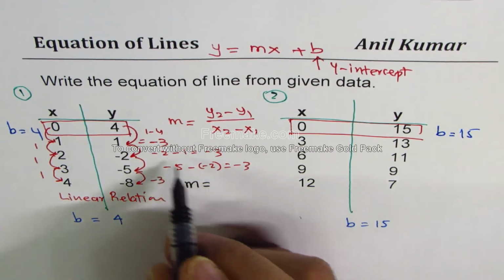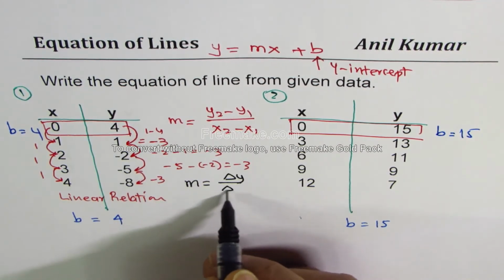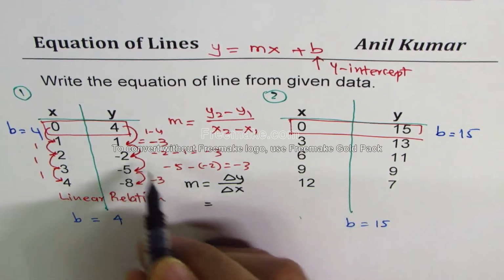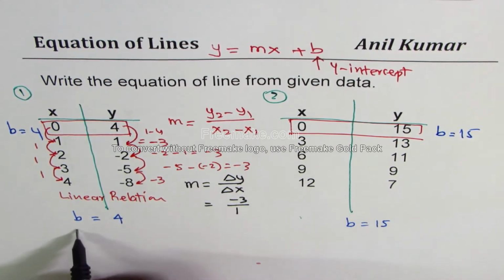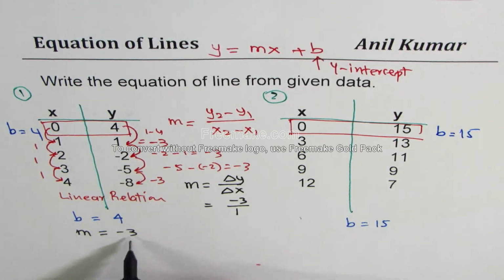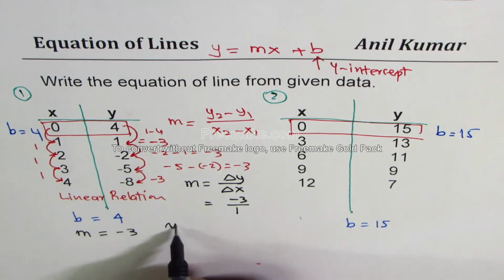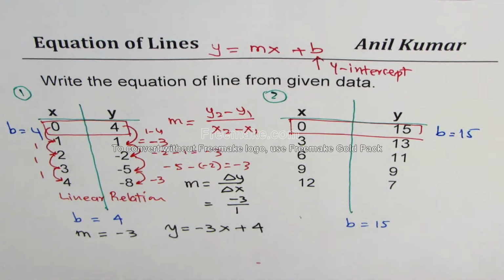m will be equal to change in y, let's say y2 minus y1 is change in y, right, over change in x. So the change in y in this case is minus 3 over 1. So what we get here is that m is minus 3. Since we know both b and m, we can write down the equation as y equals minus 3x plus 4. Does that make sense to you? Correct? So let's now look into the second example.